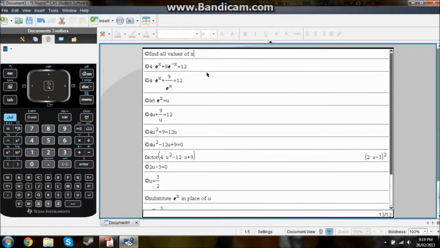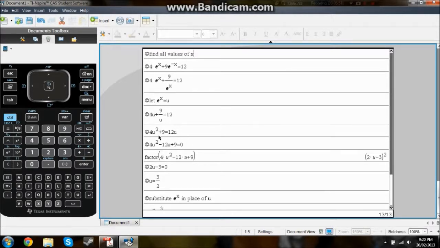So yeah, this is the question. What I've done is I've made this into a positive power, so e to the power of negative x is the same as 1 over e to the power of x, and then multiply that by 9 and you get 9 over e to the x. And then we're letting e to the power of x, just like they did in the worked example, equal u. So we're substituting that in. 4u plus 9 over u equals 12. And then I don't want that as a fraction, so I'm going to multiply the whole equation by u. 4u times u is 4u squared. 9 over u times u is just 9. And 12 times u is 12u.